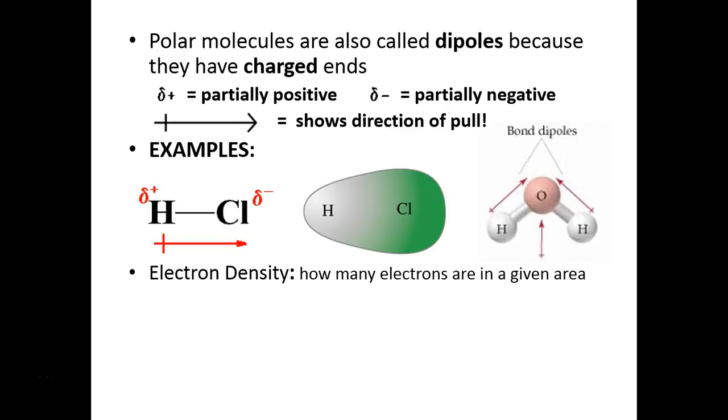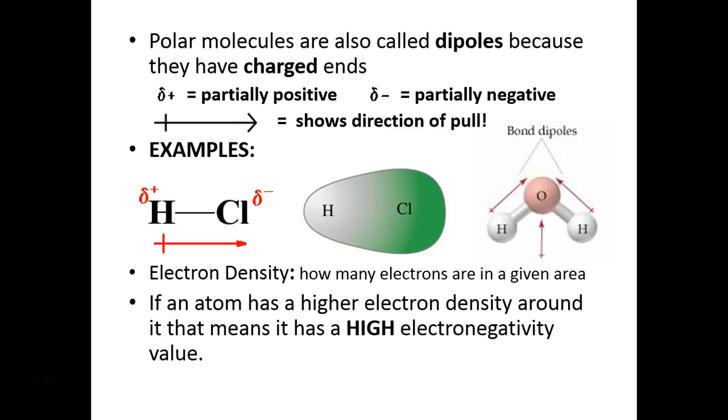We also use this term electron density to talk about how dense electrons are or how many electrons there are collected in a certain area. And so if you see this sort of gray-green cloud that has been put up here, the green indicates that there is a higher electron density around the chlorine because more electrons have collected on that side of the molecule. So generally speaking, if something has high electronegativity, it's going to have higher electron density because it's pulling electrons towards itself.